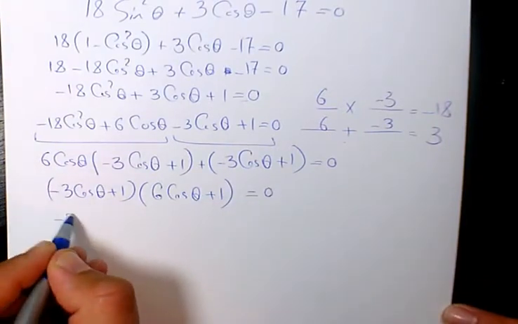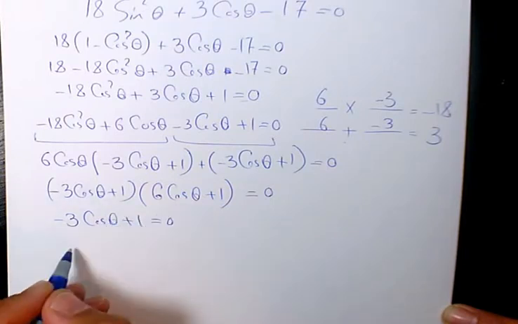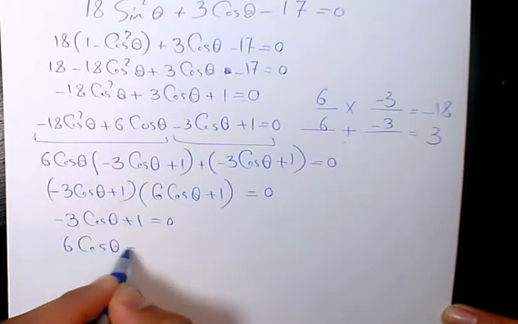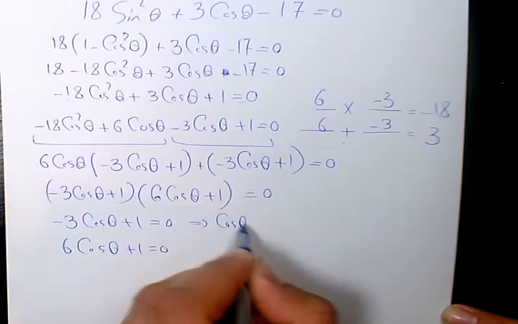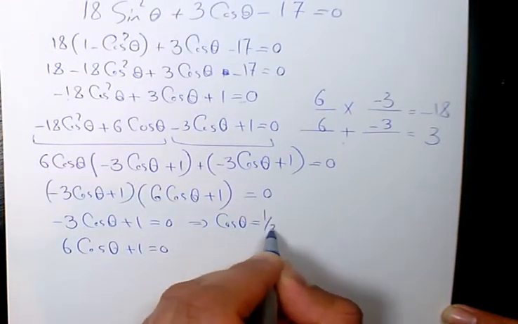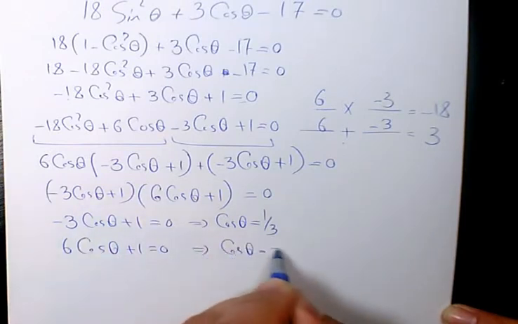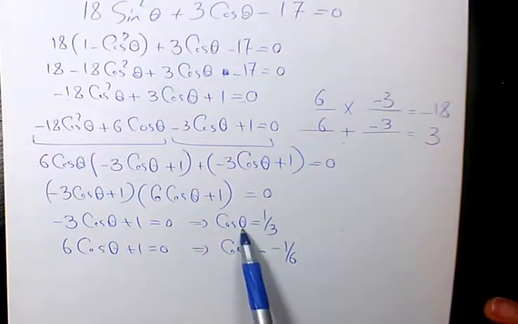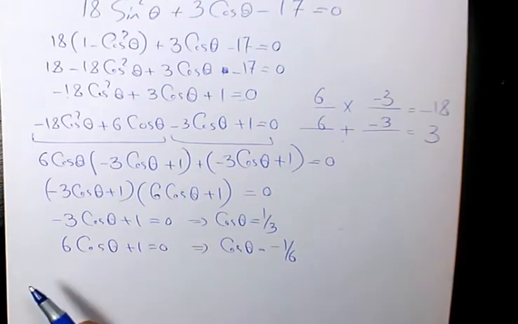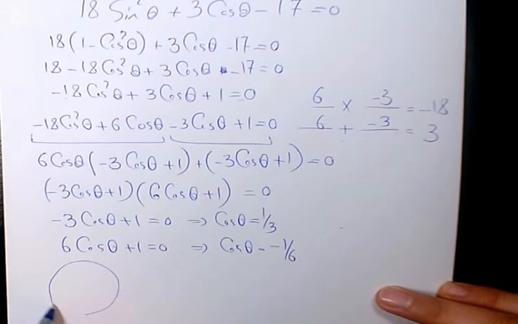So I rearrange it. Negative 3 cosine theta plus 1 equals 0, and here 6 cosine theta plus 1 equals 0. So here the answer will be cosine theta equals 1 over 3, and here the answer is going to be cosine theta equals negative 1 over 6. So we need to have 2 answers for the first case and 2 answers for the second case. So we use the CAST rule.